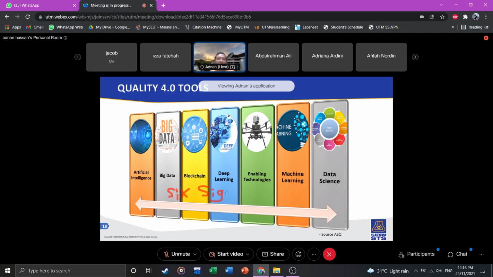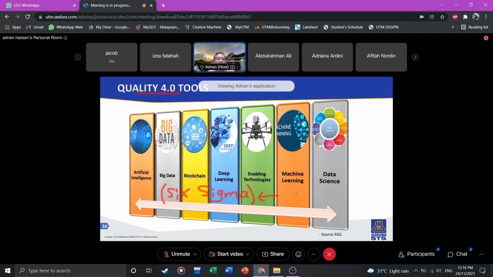Okay, now people are trying to understand how Six Sigma can fit into Quality 4.0. How can we match Six Sigma and Quality 4.0? Any idea? Six Sigma is related to data, right? We need data for Six Sigma. Okay, we have define phase, measure phase, analyze phase, improvement phase, and control phase. All those are related to data.